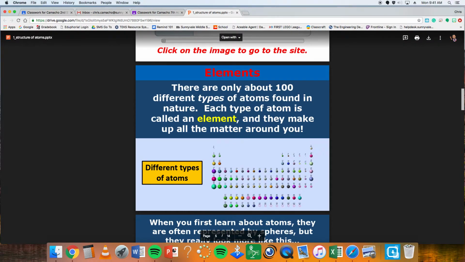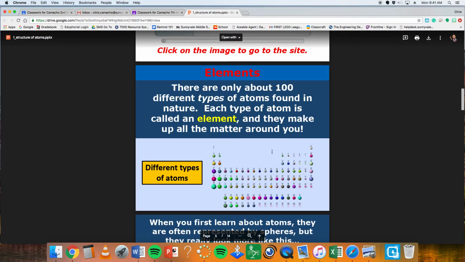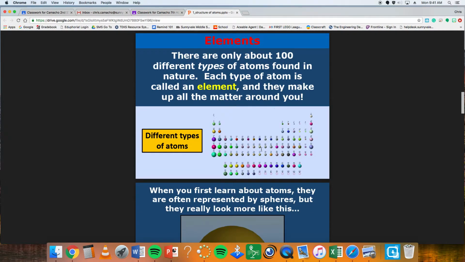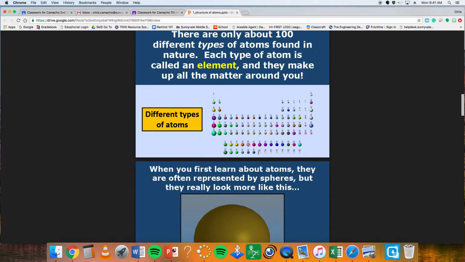Elements. There's only about 100 different types of atoms found in nature. Each type of atom is called an element. They make up all the matter around you. Check out the periodic table. You're going to have resources. You're going to have a periodic table that you will be using a lot for the next few weeks. So make sure you know how to look at your periodic table. We will learn more about that later.